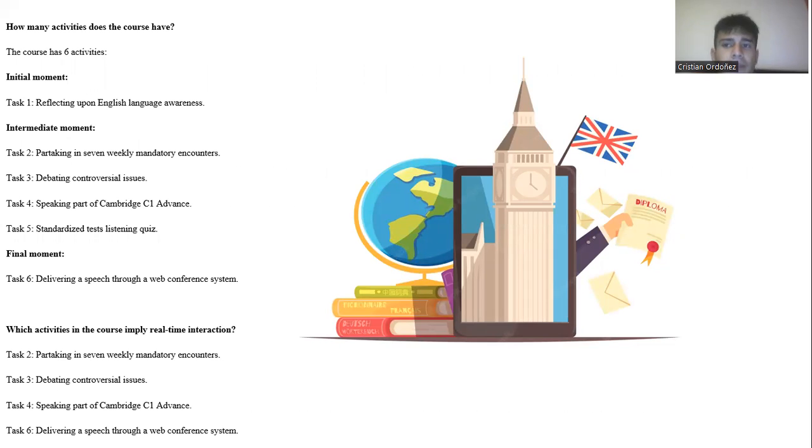How many activities does the course have? The course has 6 activities. Initial moment and task 1, reflection upon English language awareness, and intermediate moment. Task 2, partaking in 7 weekly mandatory encounters. Task 3, debating controversial issues.